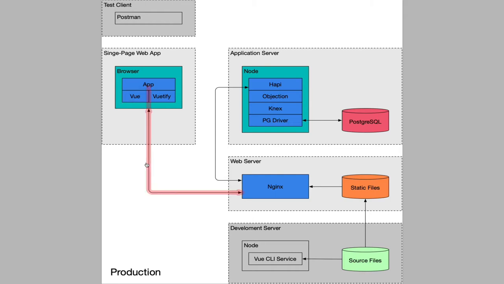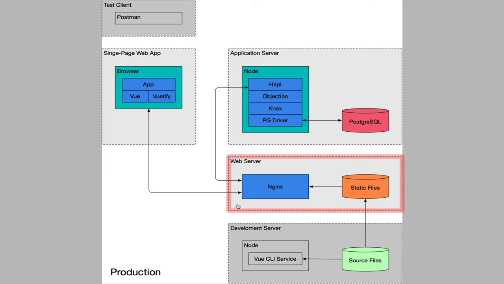The connection from the browser is not going directly to Node, as was the case for Postman when we were in the mode of just testing our application server. Instead, in production, our application is always going to connect to a web server. So this box right here illustrates that web server.